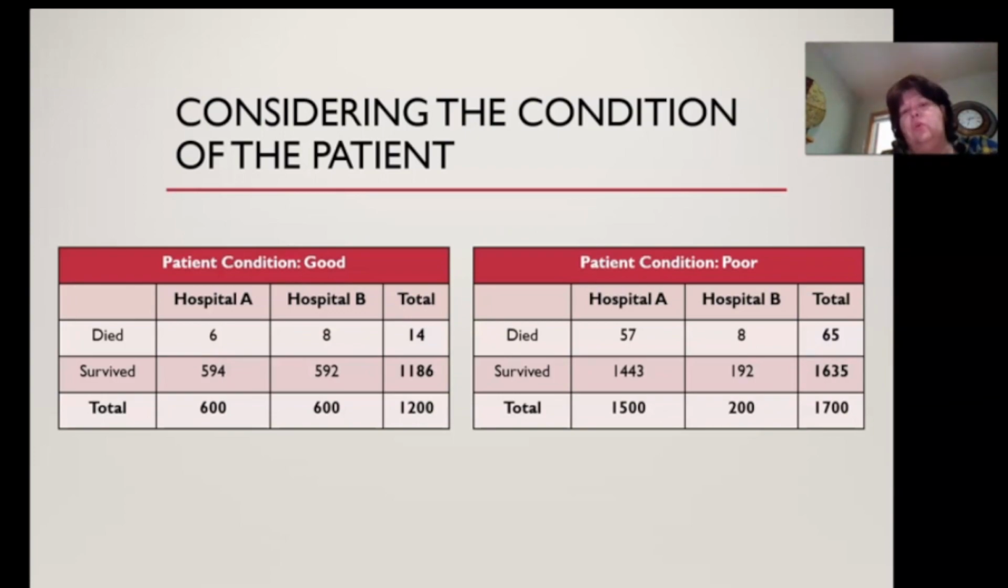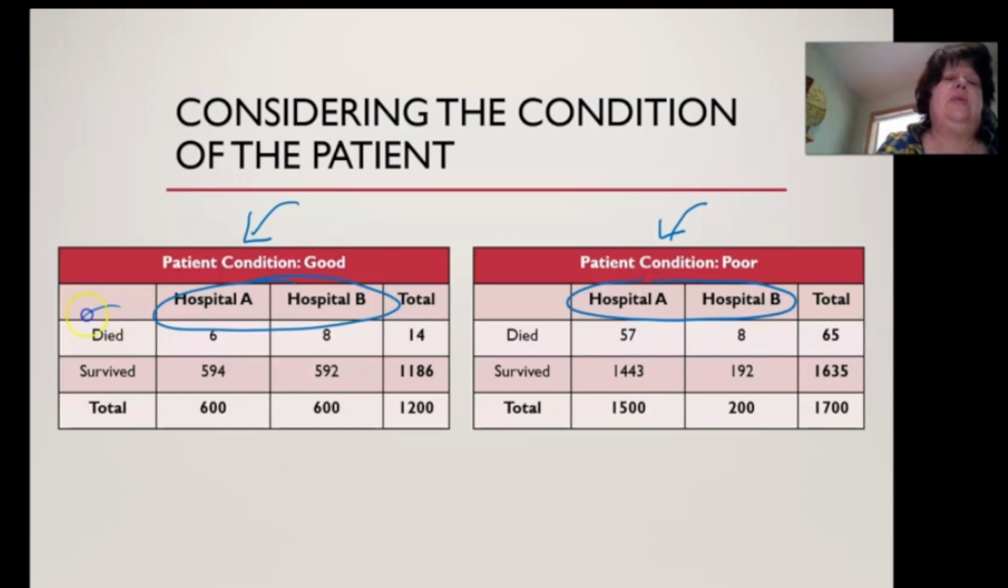So now we have two-way tables. You could call this a three-way table if you stack them up. We're looking at three variables. We're looking at condition of the patient, we're looking at which hospital, and we're looking at the outcome. All right?